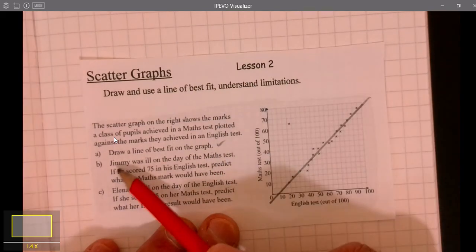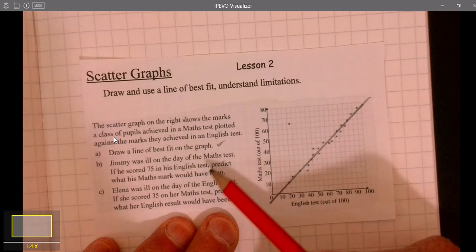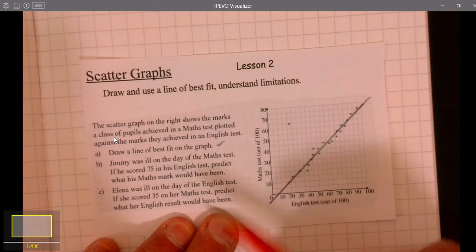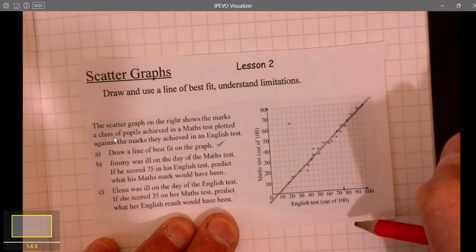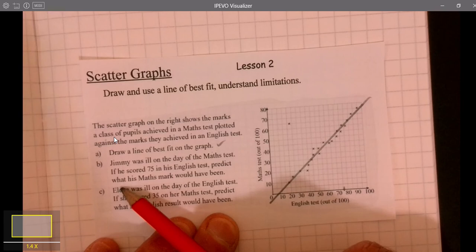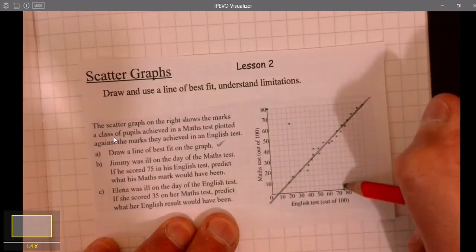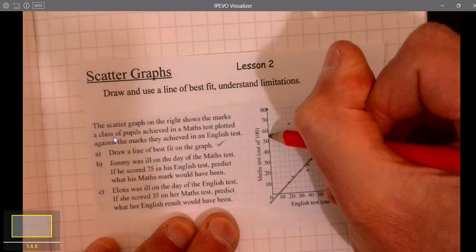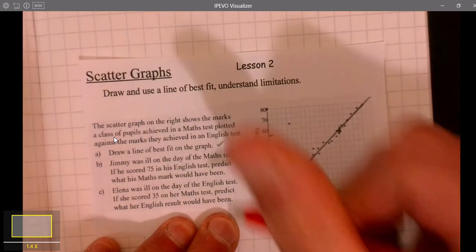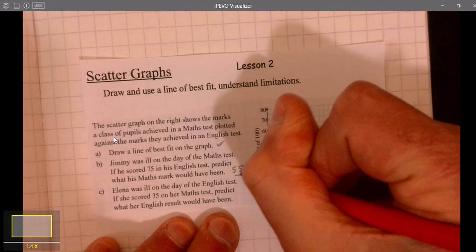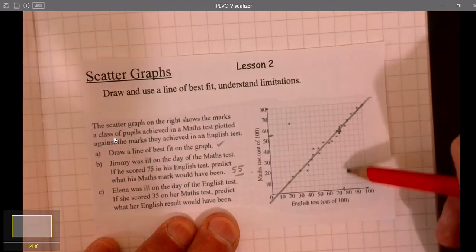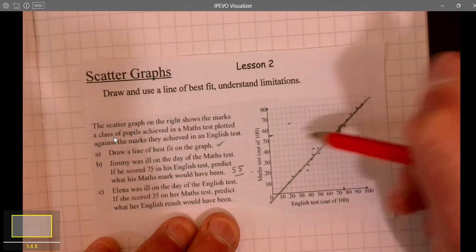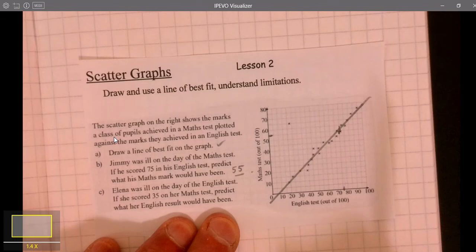Right. Jimmy was ill on the day of the maths test. If he scored 75 in his English test, so there's 75 just there, predict what his maths mark would have been. So, there we go, coming across. I think he would have scored about 55, look, because English 75, just based on the information that we've got, reading across, about 55.